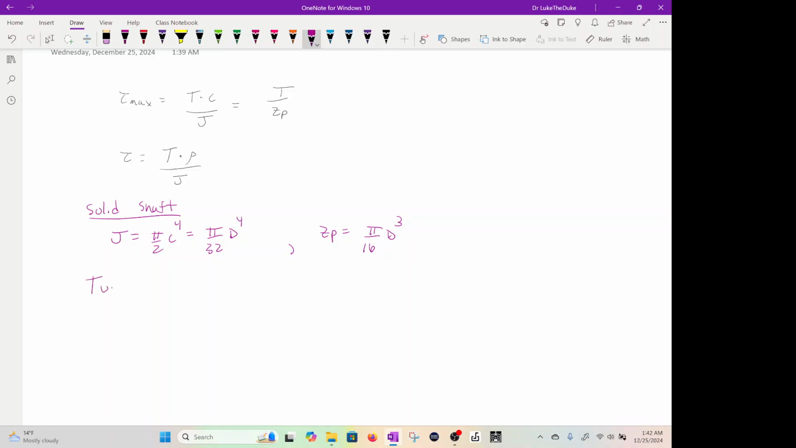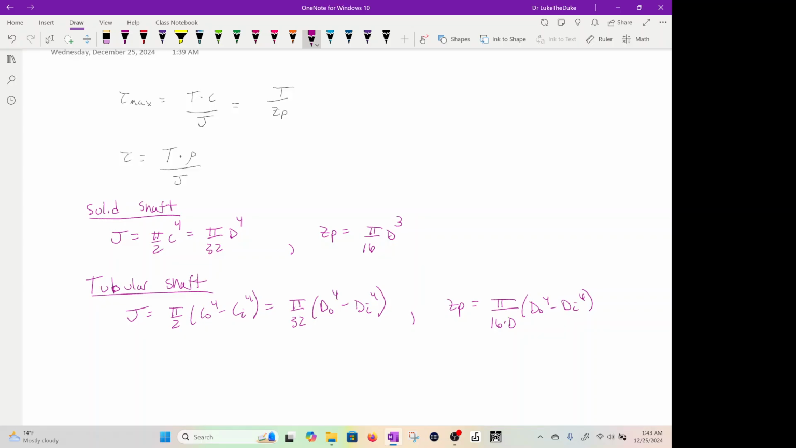For a tubular shaft, J equals pi over 2 c naught to the fourth minus c i to the fourth. Sorry, or this is pi over 32 times the outer diameter to the fourth minus the inner diameter to the fourth. And Zp is pi over 16 times the outer diameter to the fourth minus the inner diameter to the fourth, over the outer diameter.